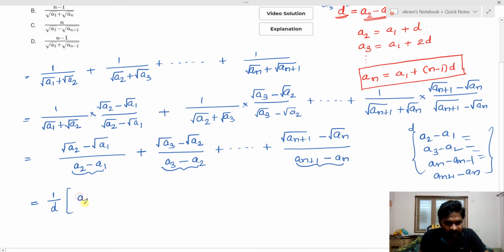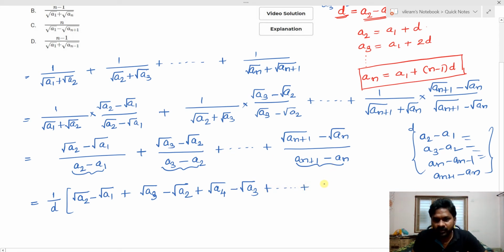Then we get square root a2 minus square root a1, plus square root a3 minus square root a2, plus square root a4 minus square root a3, and so on. Finally, what is the last term?